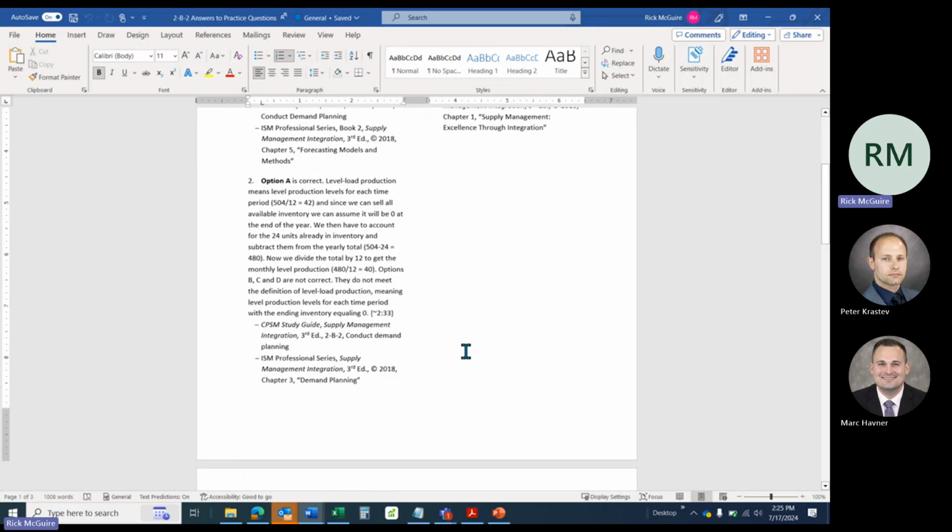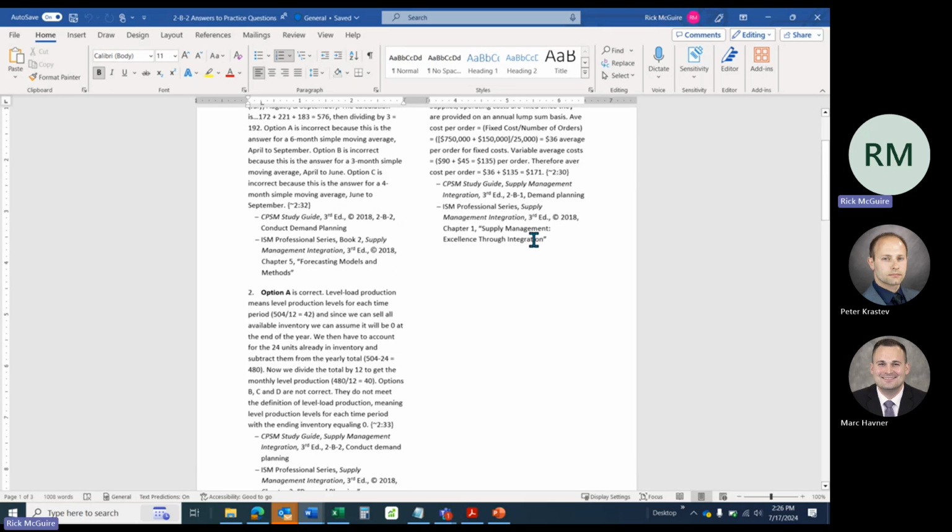Two is Alpha. Low production means level production for each period. And since we all available, we can assume it will be at 0 at the end of the year. And we have 24 units in inventory. 480 divided by 12, and you get 40. You can also look at it and say this 0 inventory will point you in the right direction of only 2 answers.